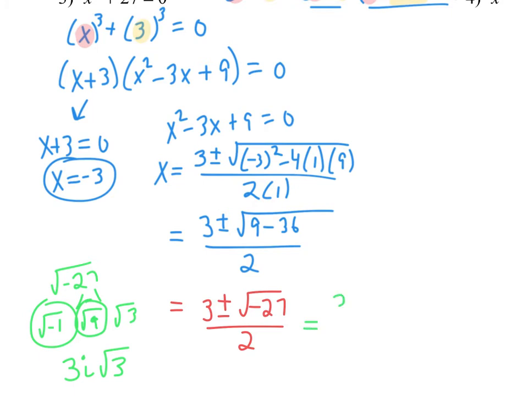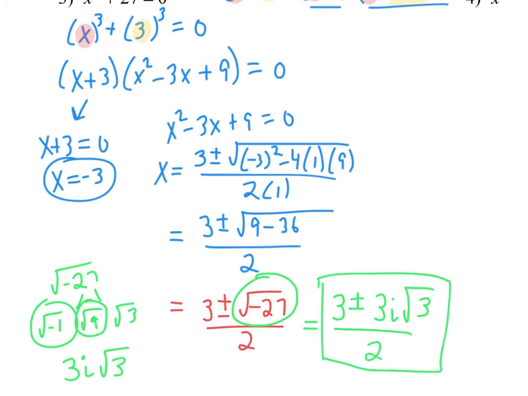So what we have is 3 plus and minus, we simplified that to be 3i root 3, all over 2. We cannot reduce any farther because the coefficients in the numerator are not divisible by the 2. So our final answers are x equals -3, and then this is actually 2 answers because we have the plus and the minus. So we had a total of 3 solutions.